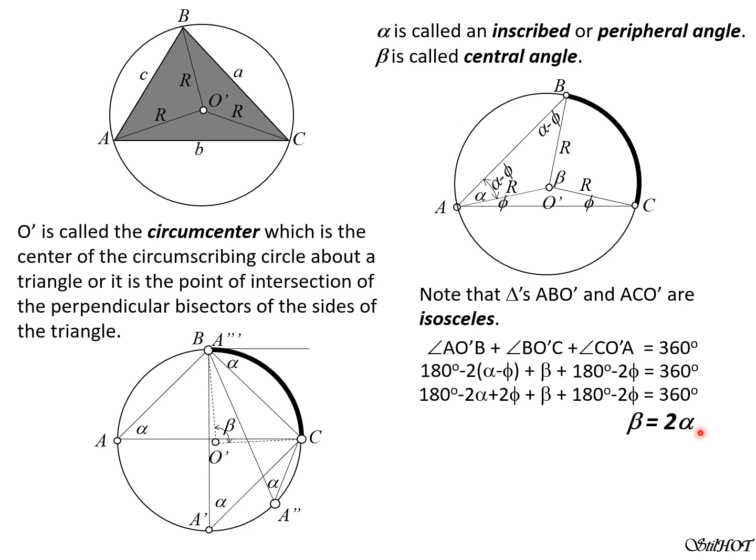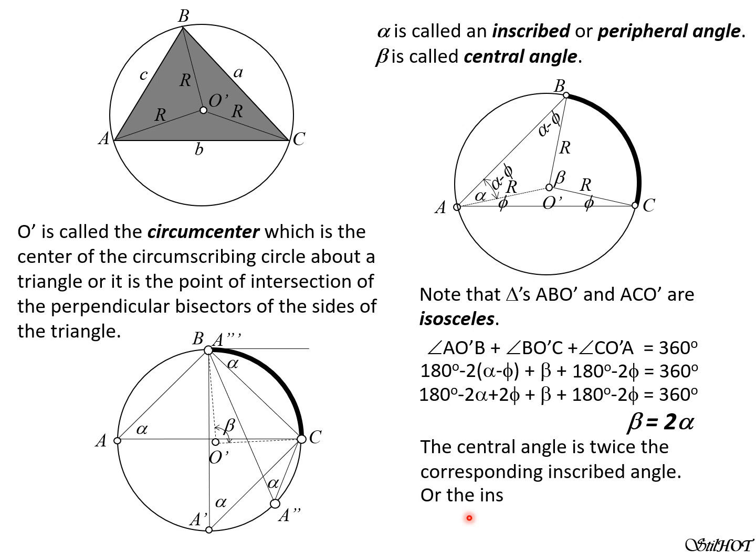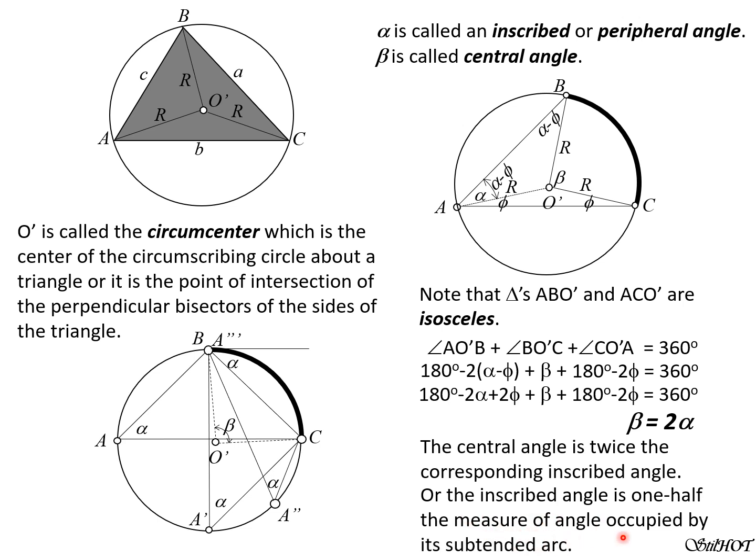So that proves, this is just one proof, that the central angle is twice the corresponding inscribed or peripheral angle. In words, the central angle is twice the corresponding inscribed angle, or the inscribed angle is 1/2 the measure of the angle occupied by its subtended arc.